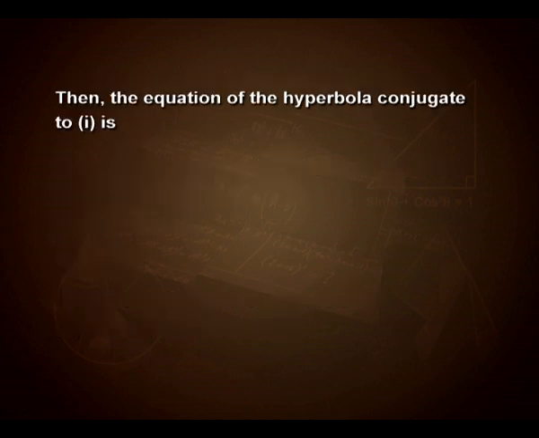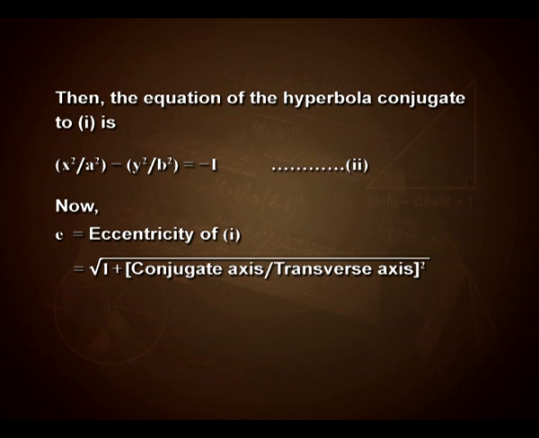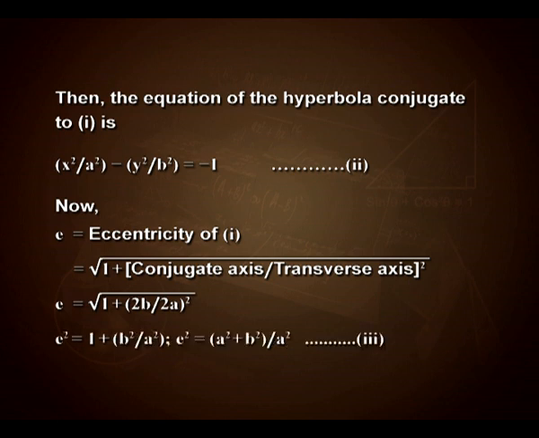Then the equation of the hyperbola conjugate to this is x square upon a square minus y square upon b square is equal to minus 1. Take this as equation number 2. Now, E is equal to eccentricity of 1, that is equal to square root of 1 plus conjugate axis upon transverse axis whole square. E is equal to square root of 1 plus 2b upon 2a whole square, that is E square is equal to 1 plus b square upon a square, and E square can be written as a square plus b square upon a square.